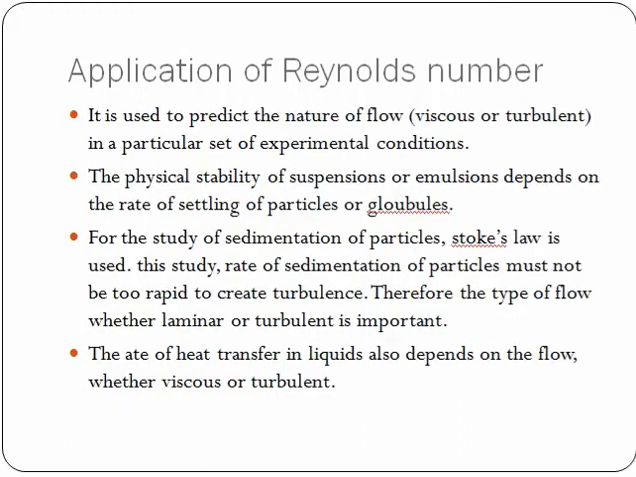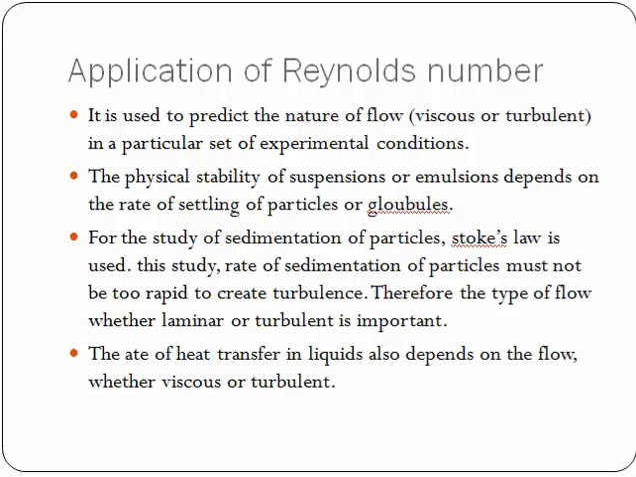Now the application of Reynolds number is that it is used to predict the nature of flow, that is viscous or turbulent, in a particular set of experimental conditions. The physical stability of suspensions or emulsions depends on the rate of settling of particles or globules. You have already prepared suspensions and emulsions, and we have shown the sedimentation of particles or globules in emulsions. So that sedimentation flow can be referred to with the help of Reynolds number.